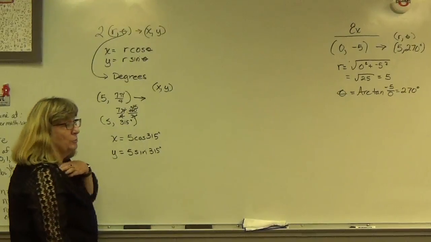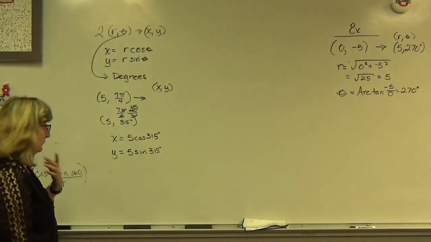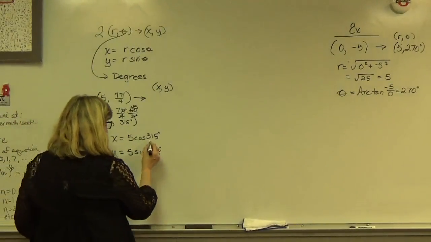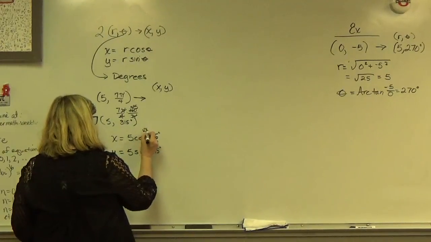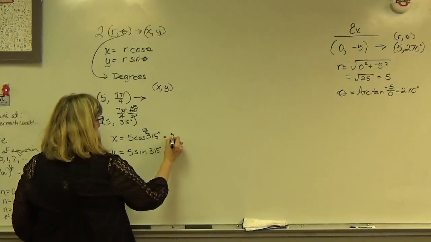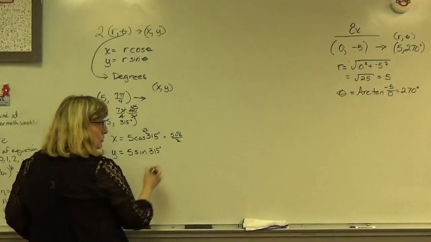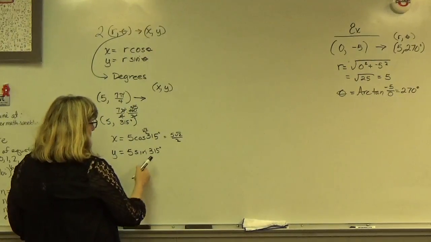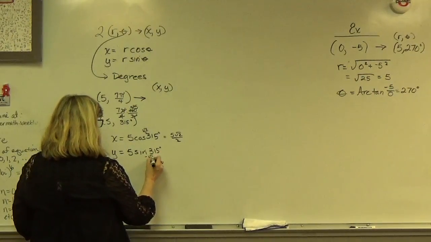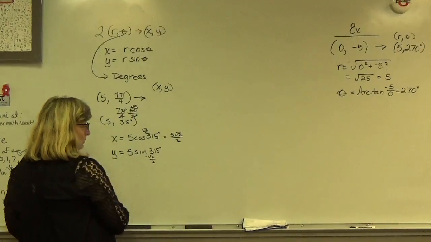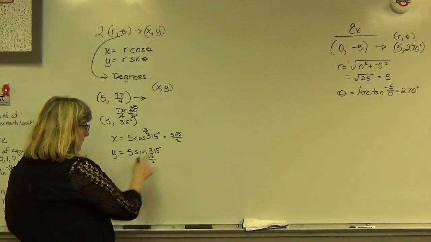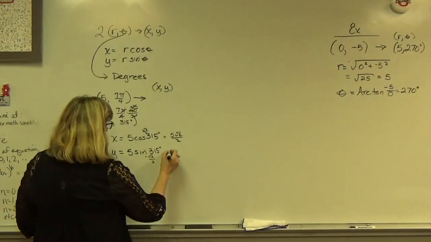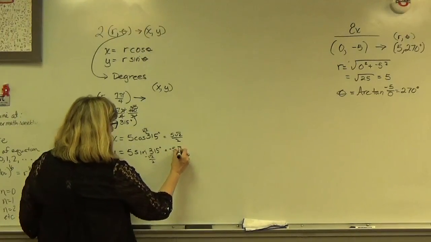Now that's one of our common angles, right? That's 45 degrees. So I know cosine of 45 degrees is square root of 2 over 2, so it'd be 5 square root of 2 over 2. Sine of 315 is the same thing, but it's negative. So that's going to be negative 5 square root of 2 over 2.